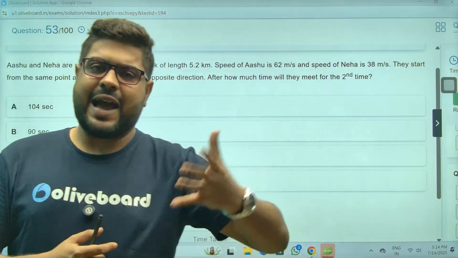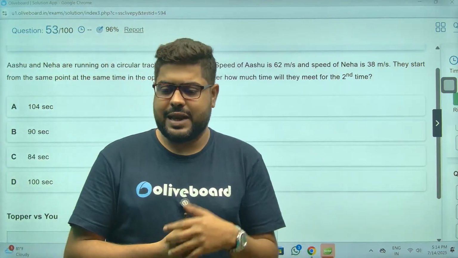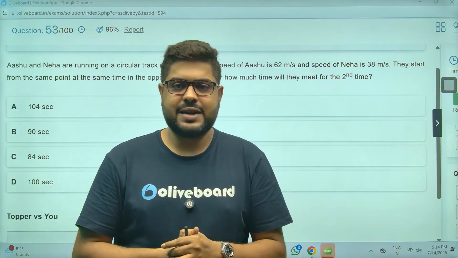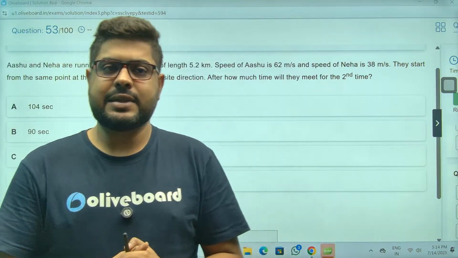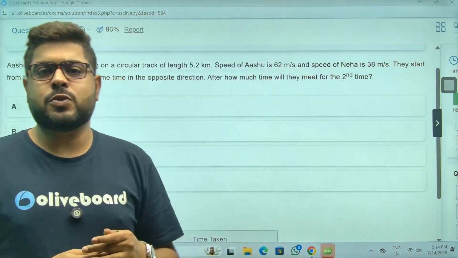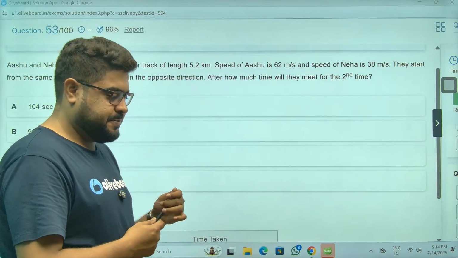Look, we will have only 4 or 5 mocks before the final exam of CGL, right? If you take it like this, use these mocks to maximum advantage.